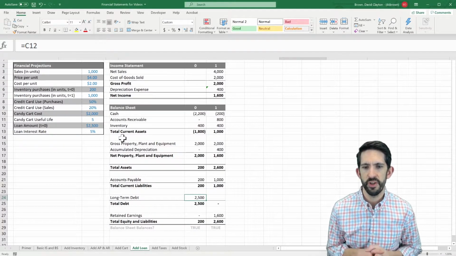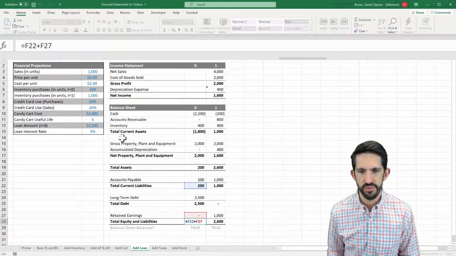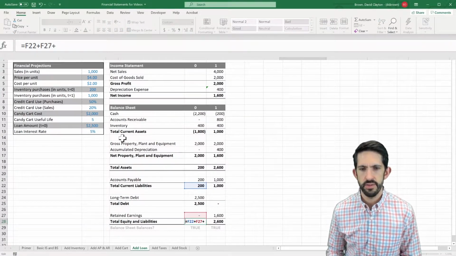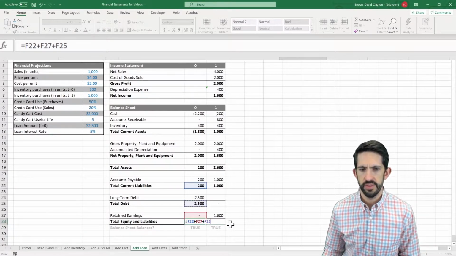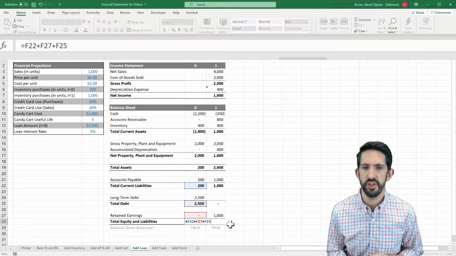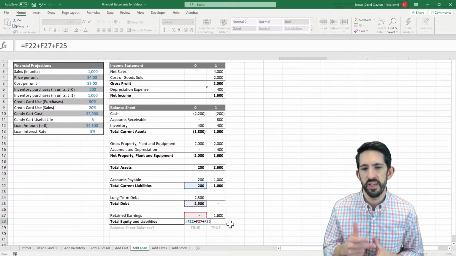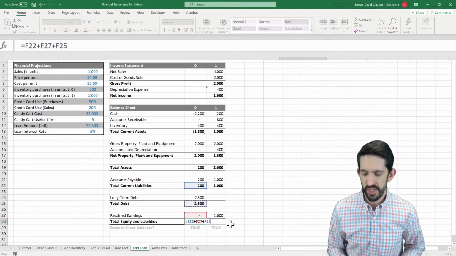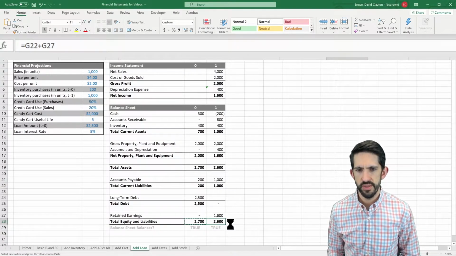We have $2,500 of long-term debt. We want to make sure that that reflects on our balance sheet. So we need to add in our long-term debt account. Let's go ahead and select that, or our total debt, that is. So now our total equity and liabilities is our current liabilities, our total debt, and our total equity account, or our retained earnings account. We can add those together. Let's copy that over as well.